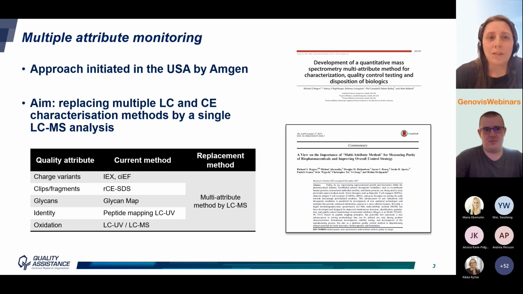And the idea of this multiple attribute monitoring is to replace multiple liquid chromatography and capillary electrophoresis methods by a single method. So commonly, currently, we would have, for instance, charge variant analysis and also clipping and fragment analysis performed by capillary electrophoresis, while the glycan mapping, the identity test, or the oxidation would be done by a liquid chromatography, but all in independent runs, while we could have a single LC-MS method to analyze all these attributes.